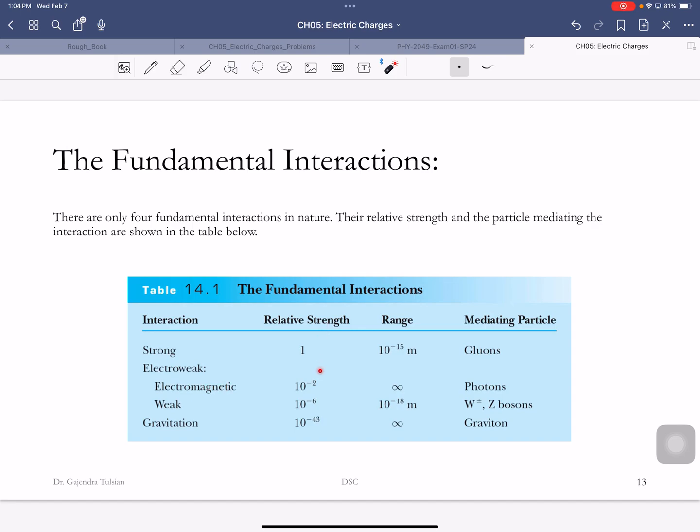This gives you the relative strength of these forces. If the strong force is 1 unit strong, the electromagnetic force is 100 times weaker. The weak force is 1,000,000 times weaker, and the gravitational force is 10 to the minus 43 times weaker, which is very, very weak.